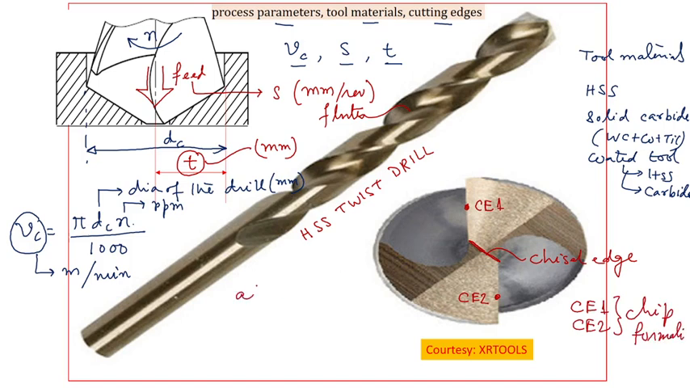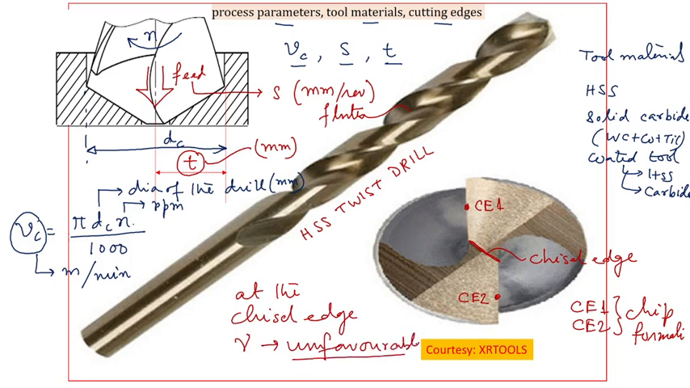However, at the chisel edge, the rake angle is not favorable, it is unfavorable. That means the rake angle is negative. So this is unfavorable. And at the chisel edge, quite often, instead of chip formation, extrusion-like failure of the work material takes place. So this is something about the cutting edges.